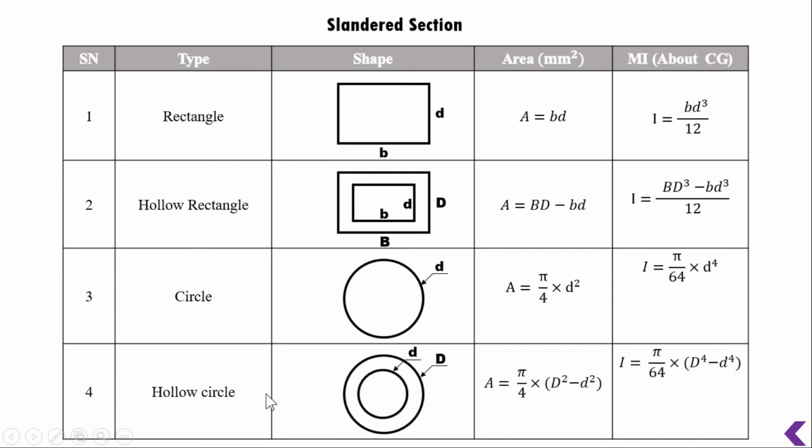For a hollow circular section with capital D as the exterior diameter and small d as the interior diameter, the area of this circle is pi by 4 into capital D square minus small d square, and the moment of inertia is pi by 64 into capital D raised to 4 minus small d raised to 4. So these are the standard sections which we have discussed over here.